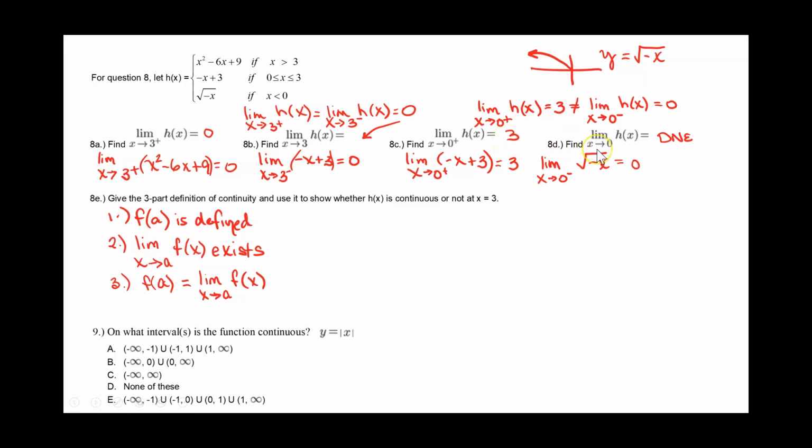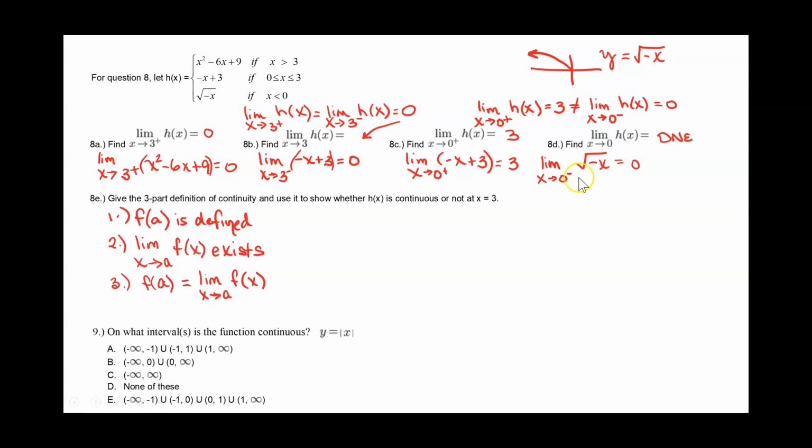Then they ask me for the overall limit, and to find the overall limit, I have to do the limit from the left and the limit from the right. So we've already got the limit from the right. Let's do the limit from the left, values that are less than 0. So for values less than 0, I'm supposed to use the square root of negative x. So if I plug in 0, I get the square root of 0, or 0. So the limit from the right was 3 and the limit from the left was 0.